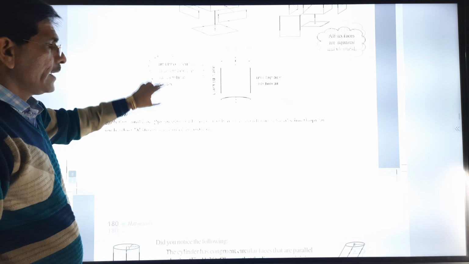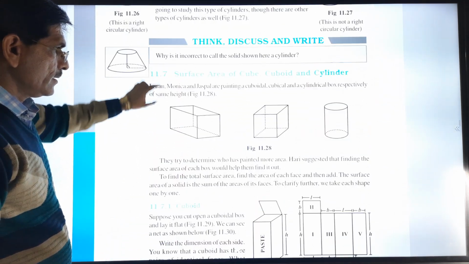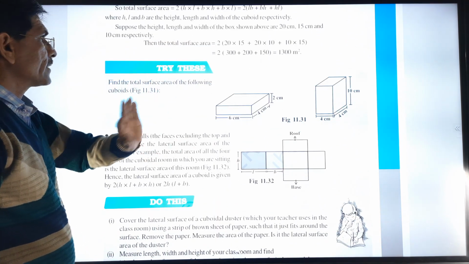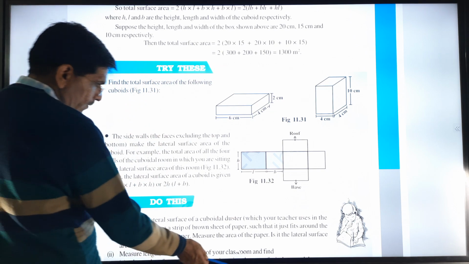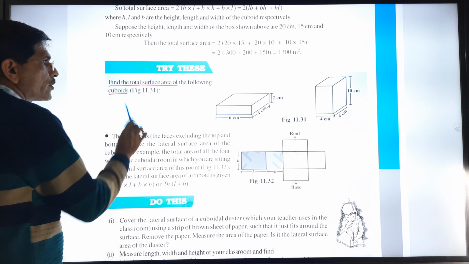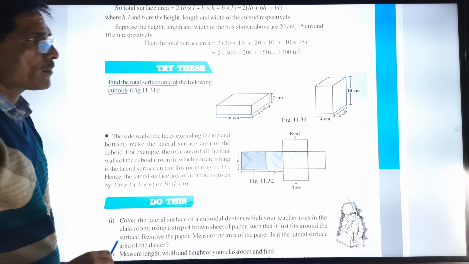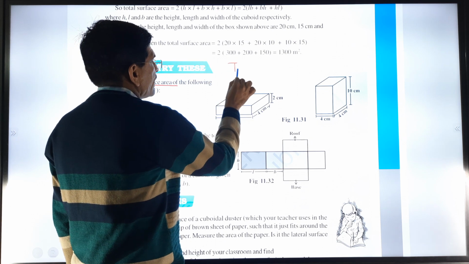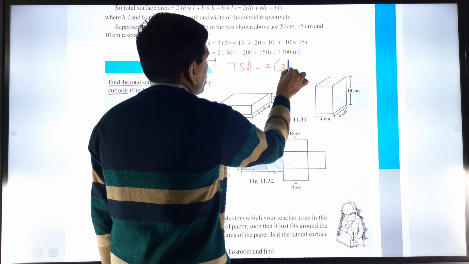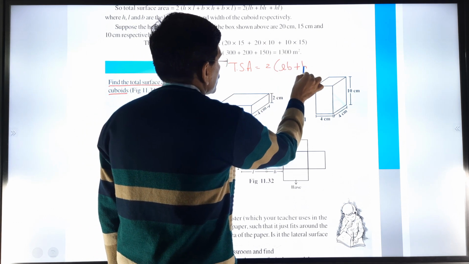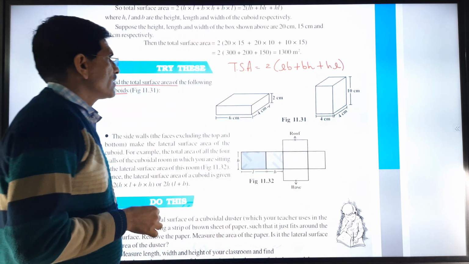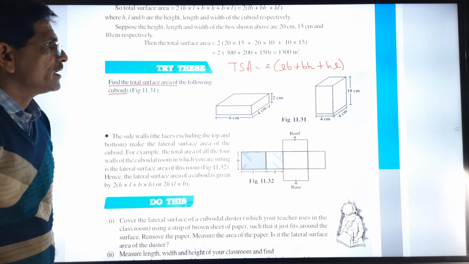So now we go for examples. Here one example is there. The question is: find the total surface area of the following cuboid. Everyone knows the formula for total surface area? Again I am writing it here: total surface area is 2 into LB plus BH plus HL.